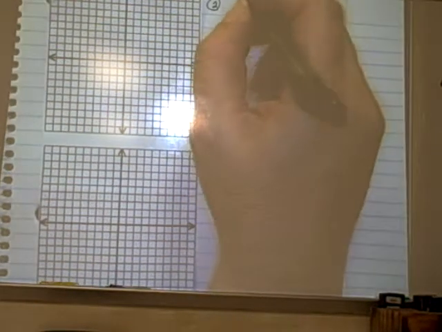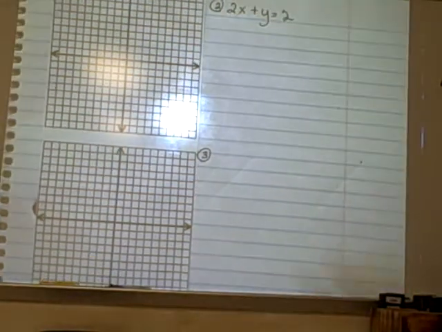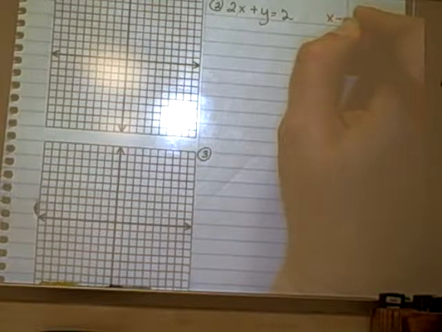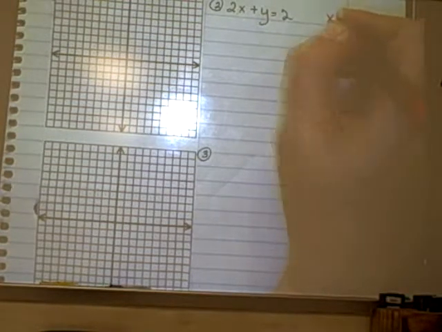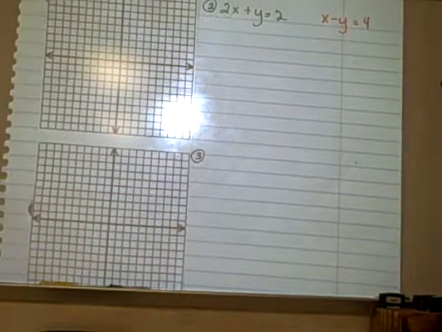Get those glued down. This is going to be example 2, 3, and 4. And here's your 2 equations. 2x plus y equals 2. And x minus y equals 4.